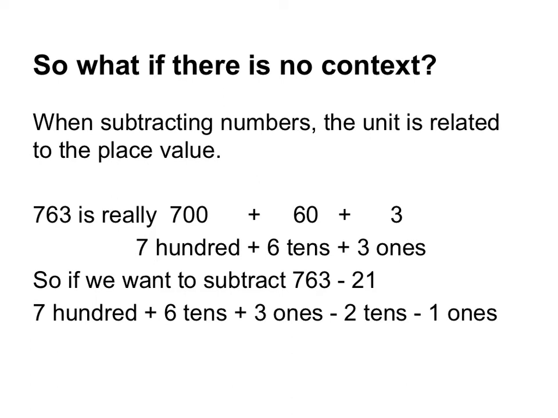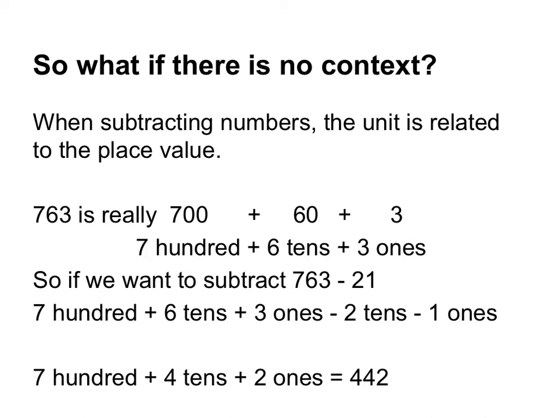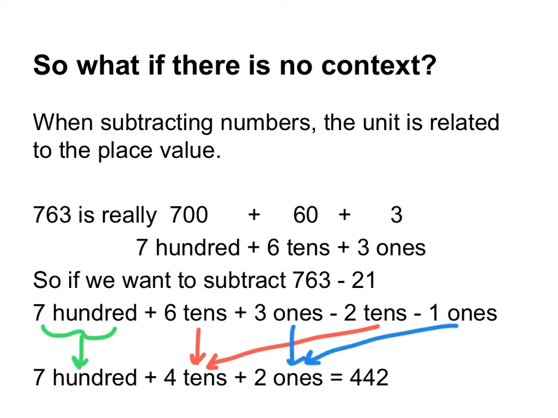And now we're going to combine units. So we take the 700, there's only one of those, there's no subtracting hundreds, so we're going to leave that. We take the 6 tens minus 2 tens, there's my 4 tens. I take 3 ones, I subtract 1 one, and now I have 2 ones. So I have 700, 4 tens, and 2 ones. So this should say 742.